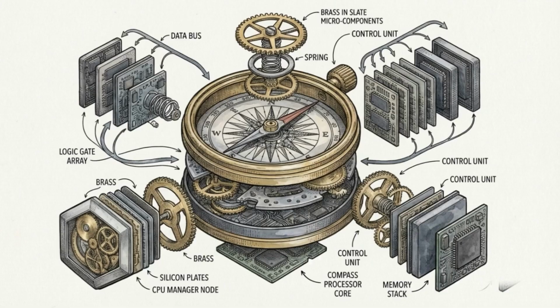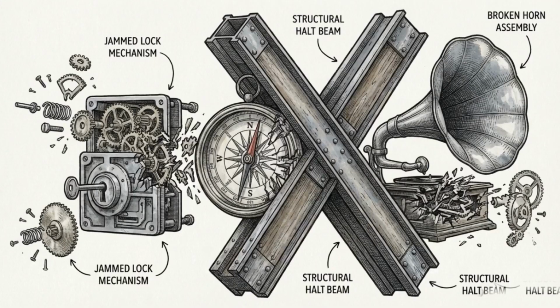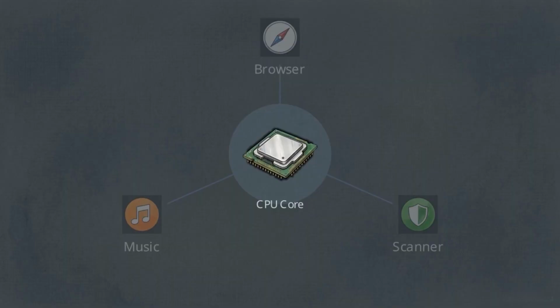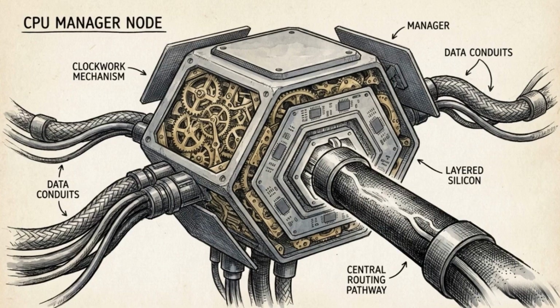When you run a web browser, a music player, and a virus scanner at once, it feels like the computer is doing all of that at the exact same moment. But it isn't. The Central Processing Unit, or CPU, operates like a small team of highly intelligent managers. Instead of performing every task at once, they rapidly switch their attention between them, jumping from the browser to the music to the scanner so fast that it creates the illusion of simultaneous action. Traditional computing relies on this hyper-fast sequential coordination.